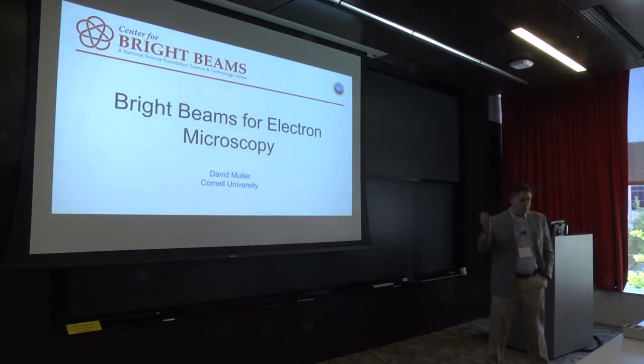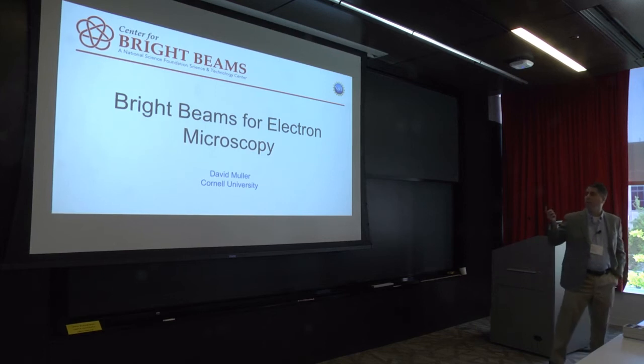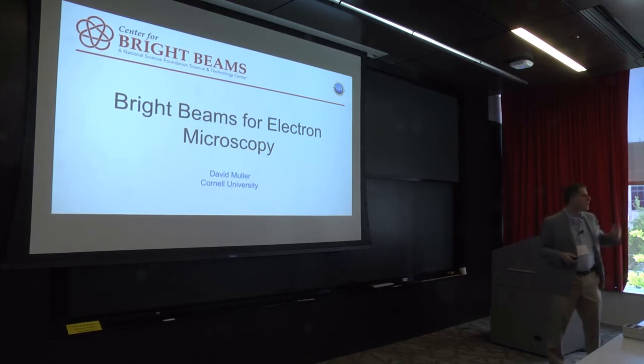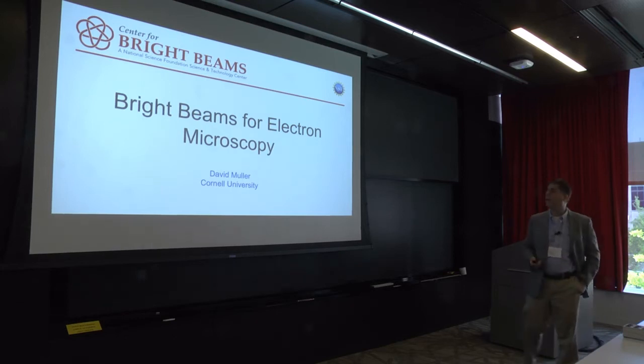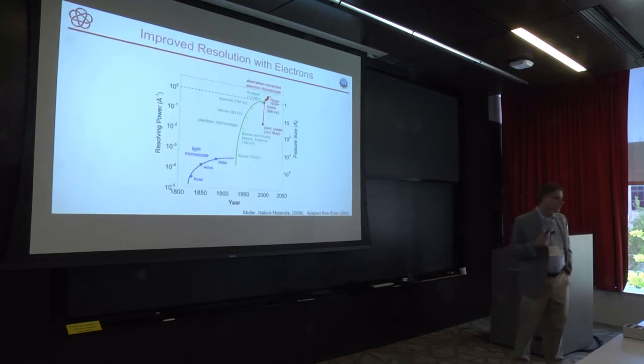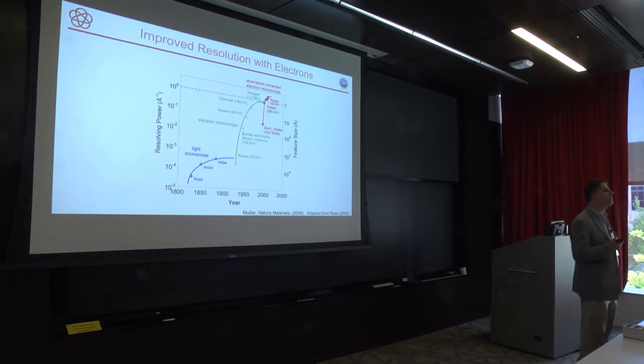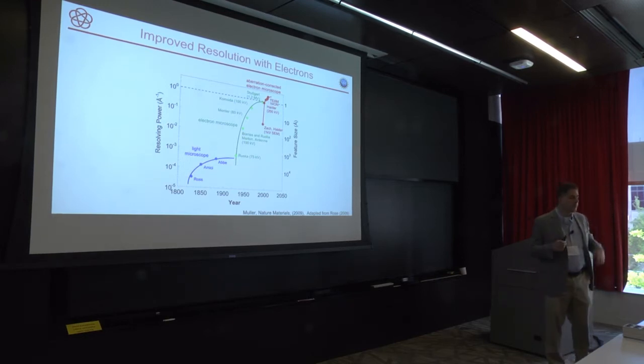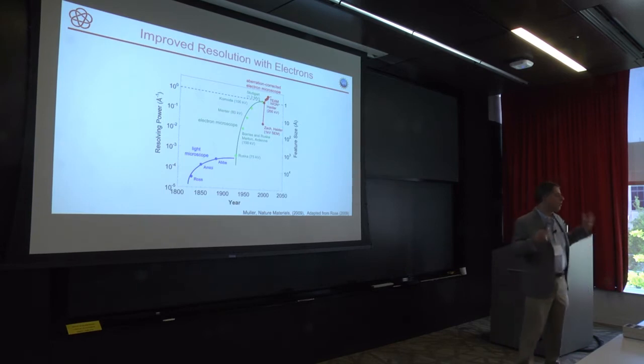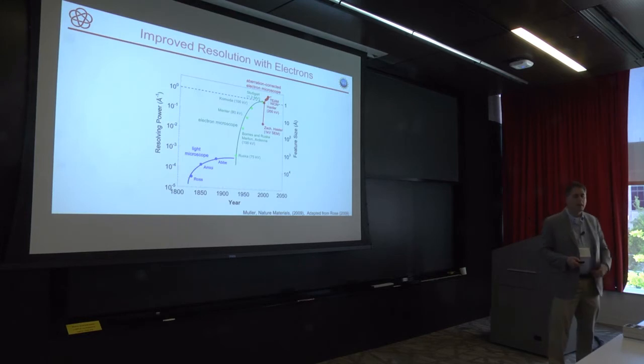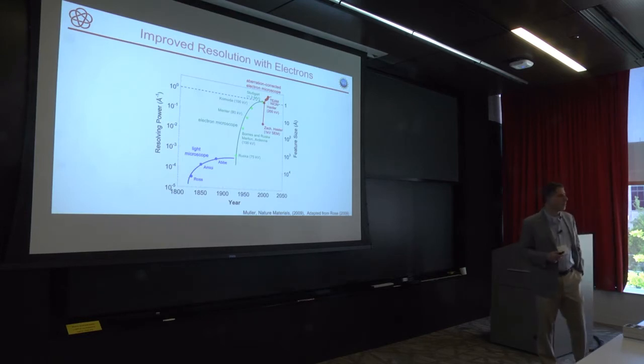So we're a bright beam center, and what I want to talk a little bit about is how does beam brightness help us in the business of electron microscopy? And electron microscopes, there are companies that are billion-dollar companies, and their only business is selling electron microscopes. Every industry that makes stuff probably has an electron microscope out there.